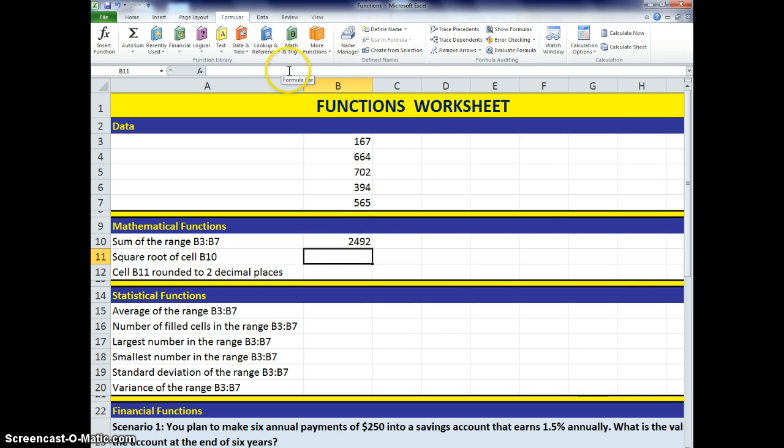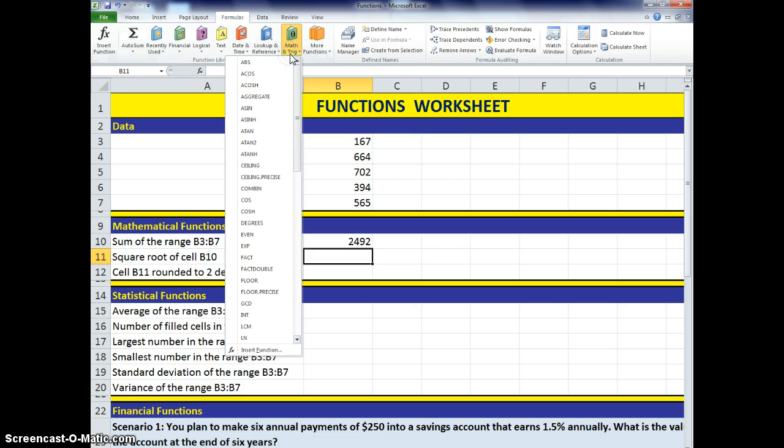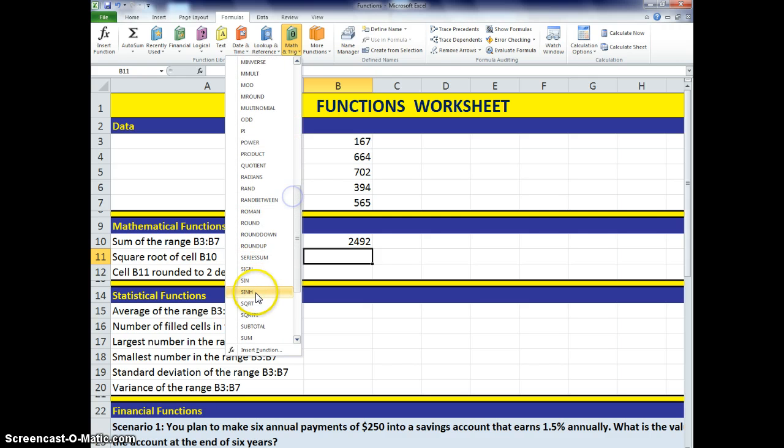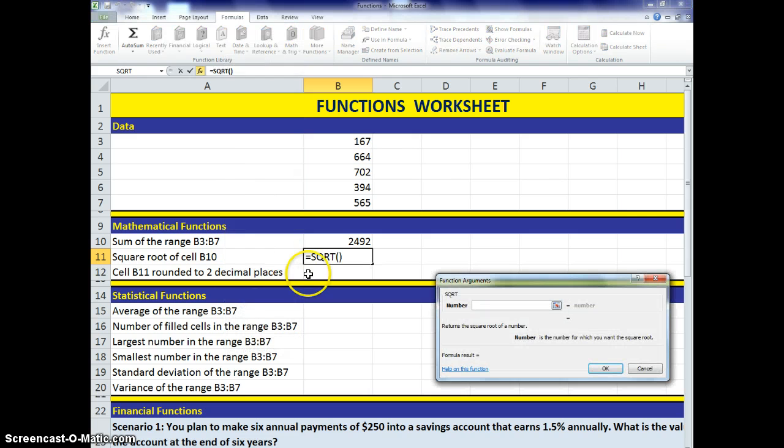All right, now let's find our square root of what's in cell B10. That sounds like a math function. Square roots, we do that in math. We've worked with those in algebra, haven't we? Especially with that Pythagorean theorem. So, math and trig, they're in alphabetical order. Let's look for square root. SQRT, square root, there it is. Square root of which one? B10. Click on B10. Boom, we've got it. It's 49.19 and following.